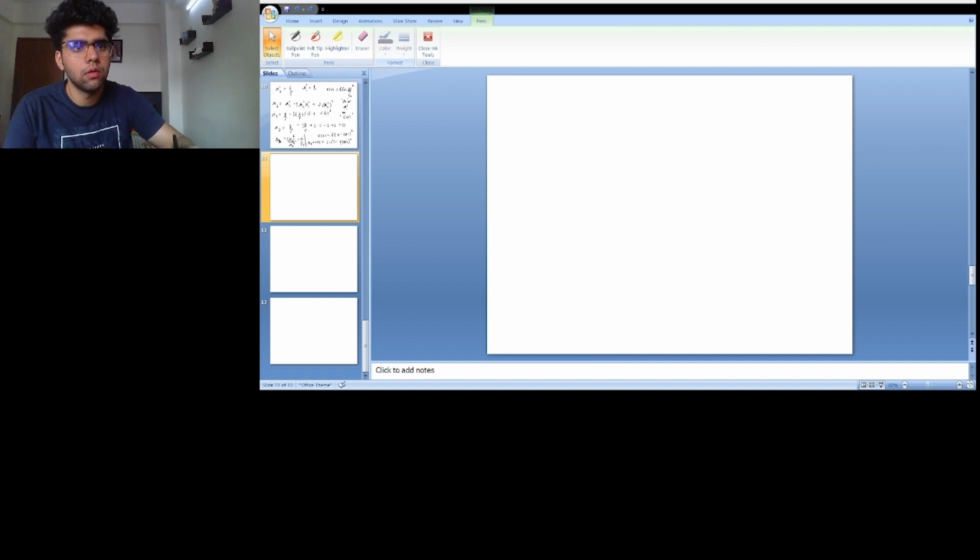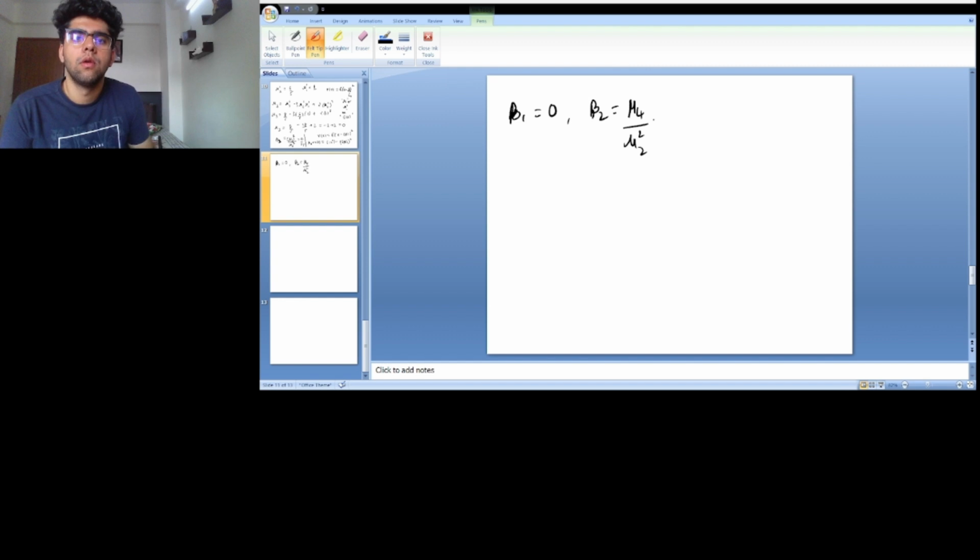Three slides. So my beta 1 is equal to 0, right? Now the formula for beta 2 was mu 4 upon mu 2 whole square, right? Mu 4, we need to find this. I need to see the formula for mu 4.